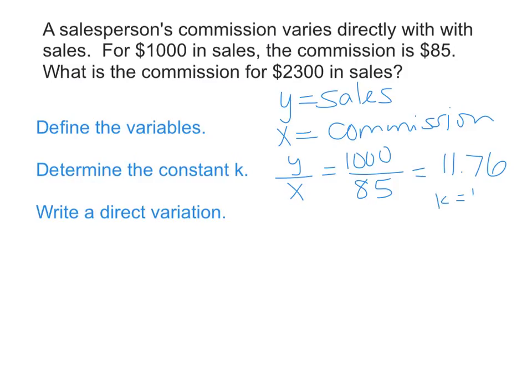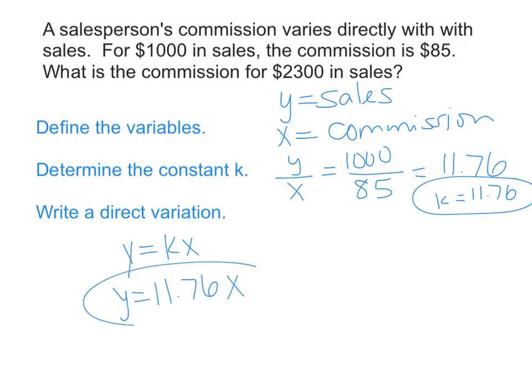K is 11.76. All right, then what we're going to do is write that in our direct variation. Y equals kx. So I'm going to plug 11.76 in for k. Here's my direct variation. And then we can use our direct variation to answer the question. What is the commission for $2,300 in sales?